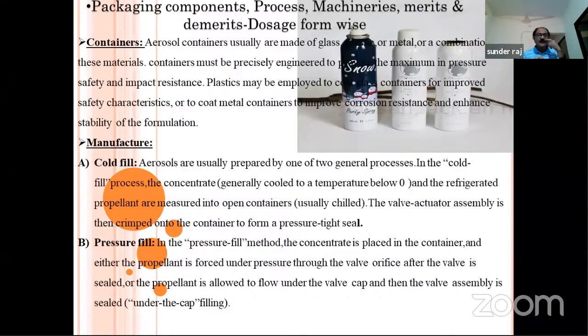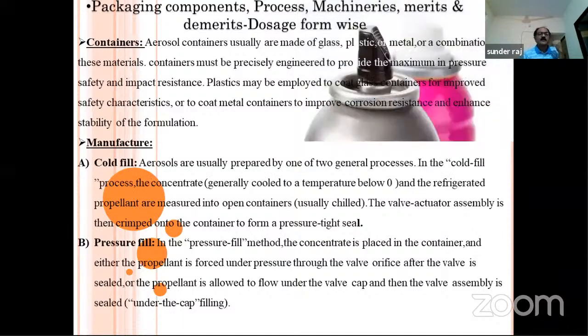Either the propellant is forced under pressure through the valve after the valve is sealed, or the propellant is allowed to flow under the valve cap, and then the valve assembly is sealed. Because once the gas enters with high pressure through the valve, pressure develops inside and the valve will automatically close. Then the actuator will be placed, then the cap. This is the second mechanism of filling of aerosol. These are the two types of aerosol manufacturing.